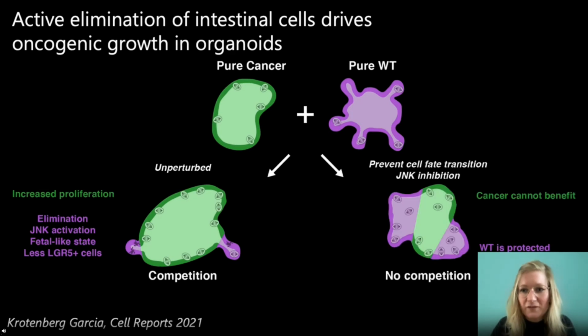Importantly, inhibition of competition through preventing the cell state transition or through inhibiting JNK signaling can protect the wild-type population, but it also limits the oncogenic growth of cancer cells, and which of course opens up a very interesting window for treatment options, because instead of targeting tumor cells directly with the possible side effects that come with this, we can envision that inhibiting competition can simultaneously protect the surrounding healthy tissue while limiting tumor growth.